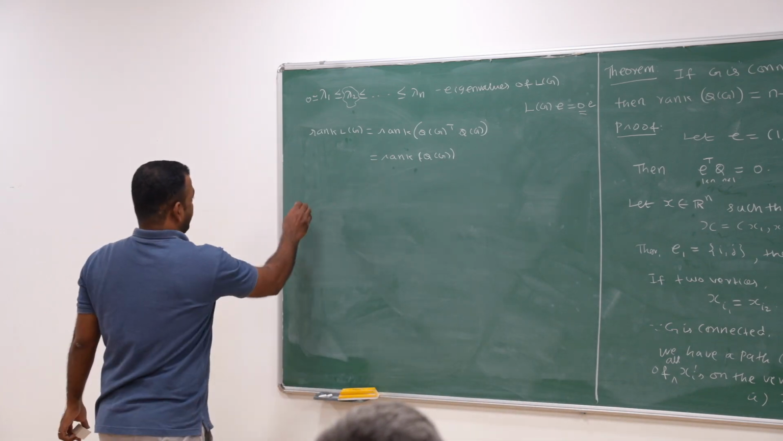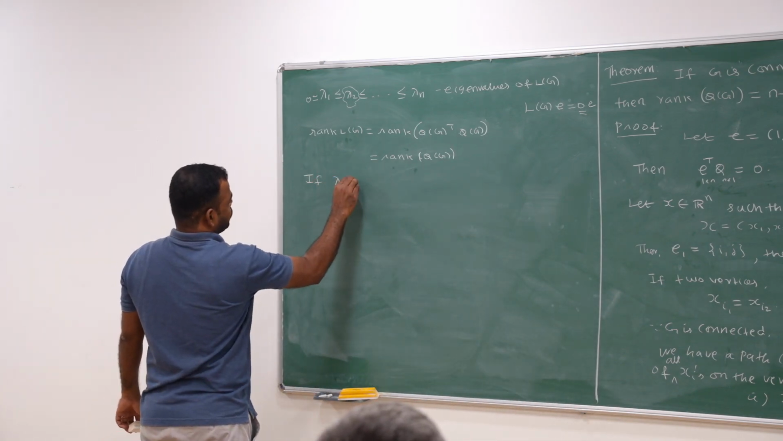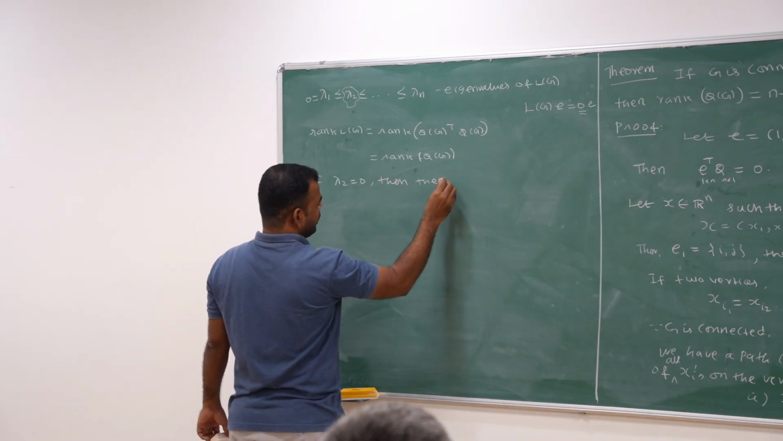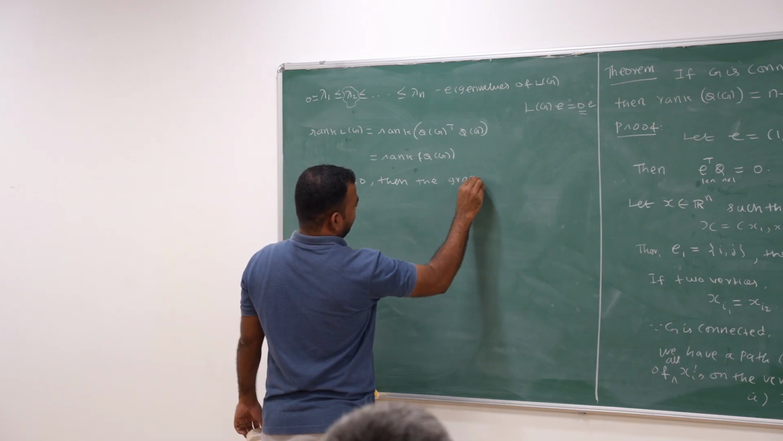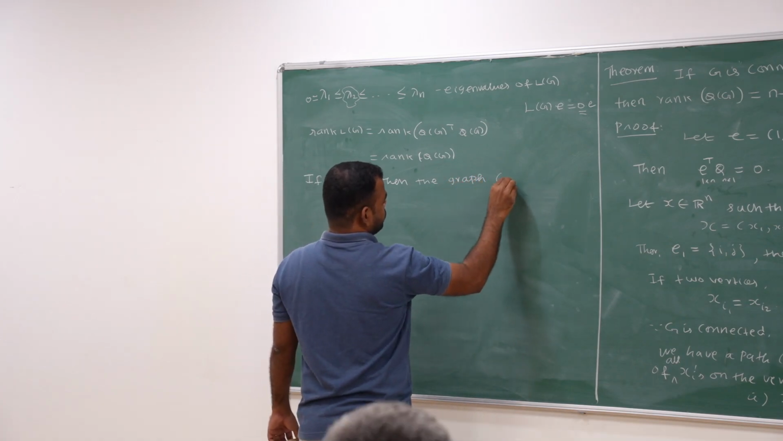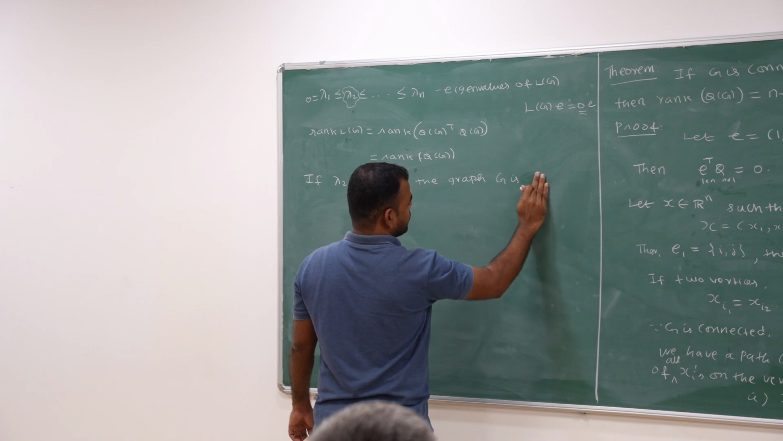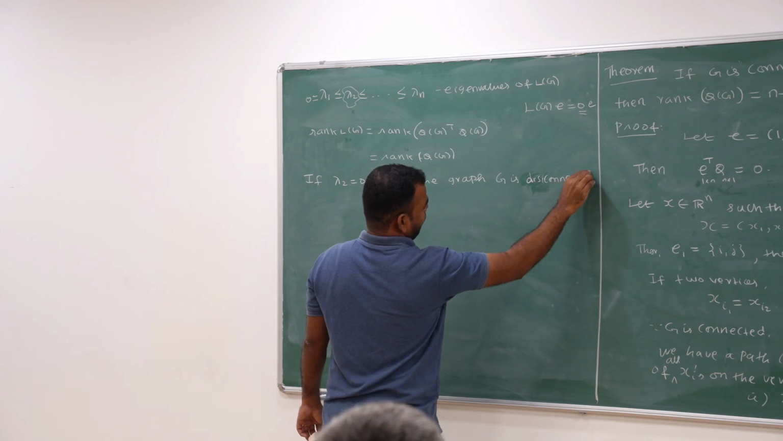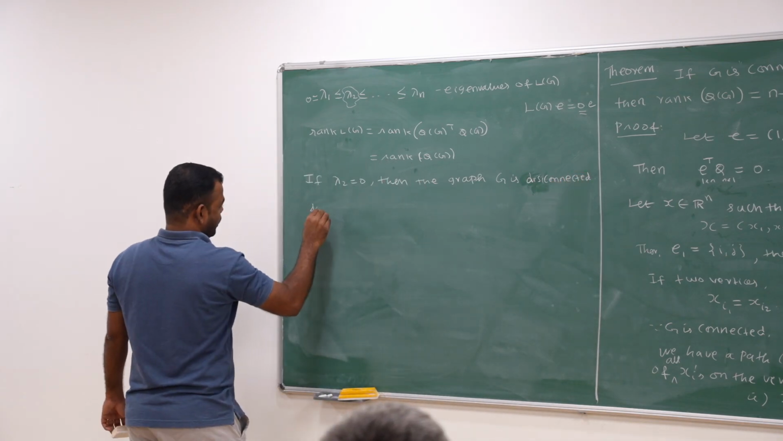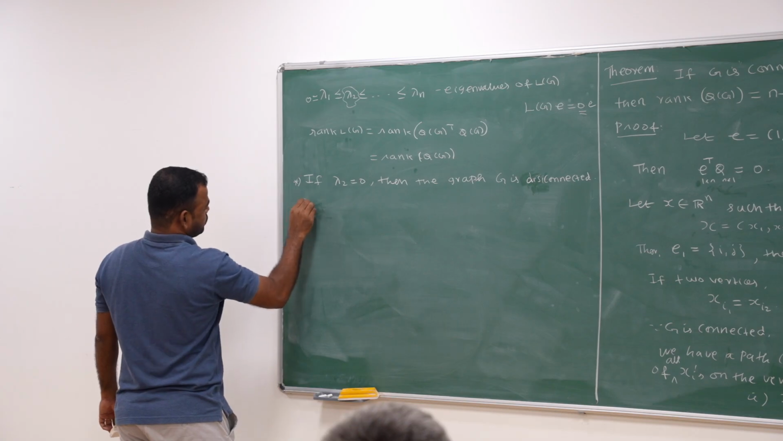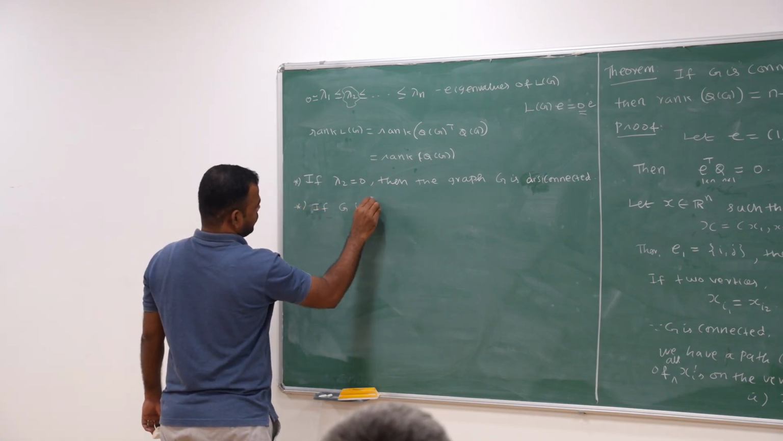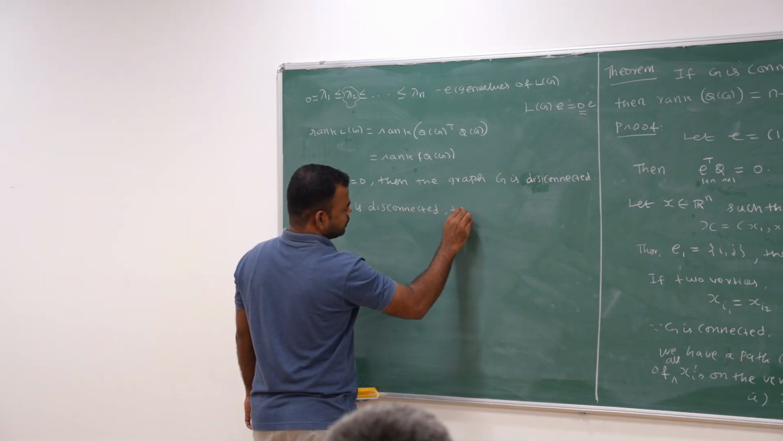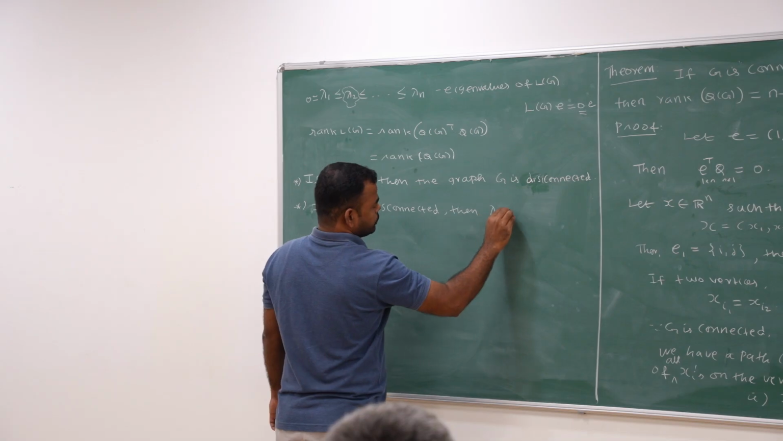So if lambda 2 is equal to 0, then the graph G is disconnected, in fact if and only if G is disconnected. And if G is disconnected, again a similar type of argument will tell you that lambda 2 is equal to 0.